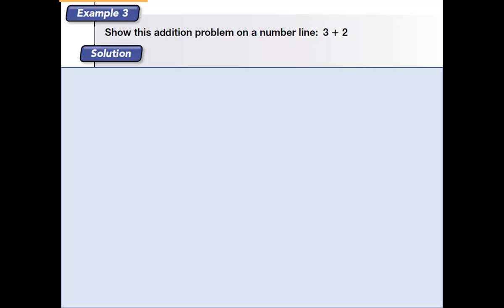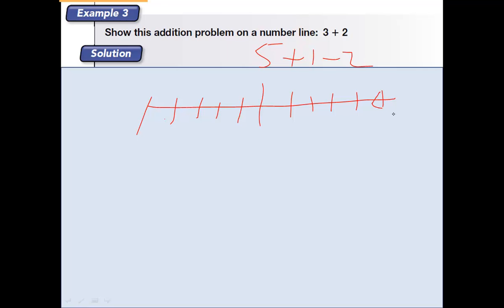Show this addition problem on a number line. What they want you to do here is go ahead and draw your number line like this. Decide where you're going to start. So if we did, say, 5 plus 1 minus 2, you'd have to come over here and start at 5 right here. Go plus 1 and then go minus 2. So your answer would be 4 in this particular example. I'm sorry, it would be 4 in an example I did. That's what you want to do. Go ahead and do that.